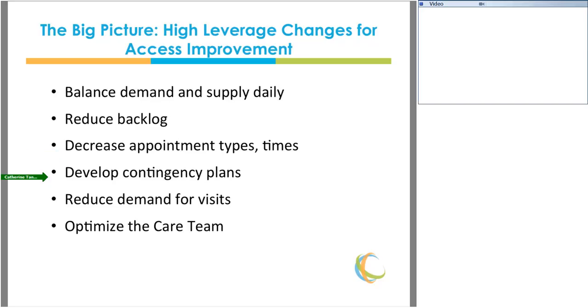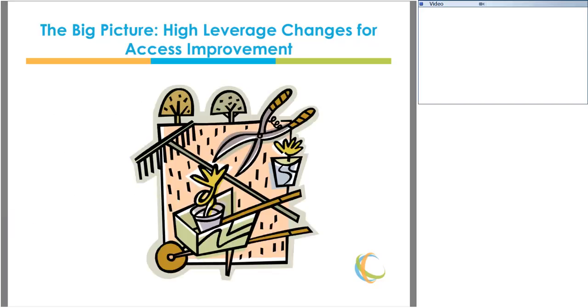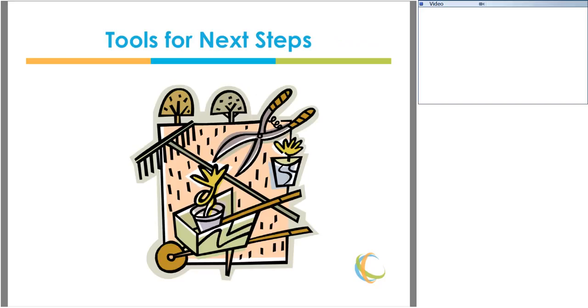How do we develop contingency plans for a day when things go wrong? How do we, in advance, plan for contingencies? How do we reduce demand for visits, and how do we optimize the care team? So those are the things that we're really going to be focusing on in our future calls.